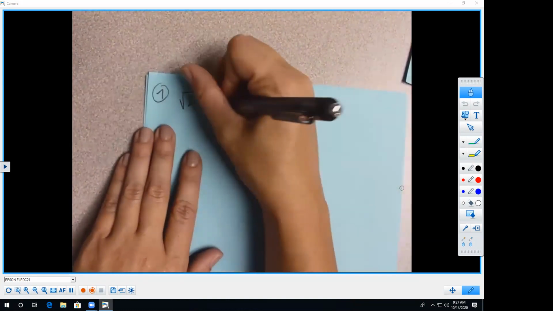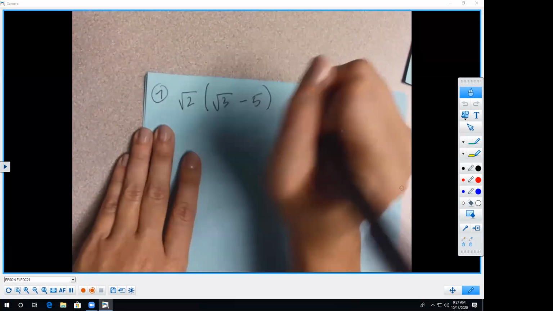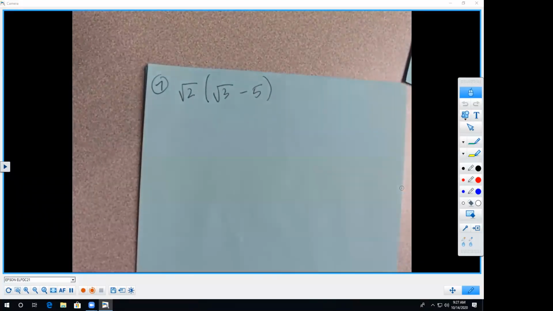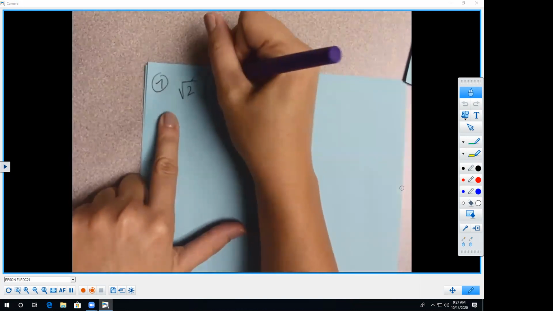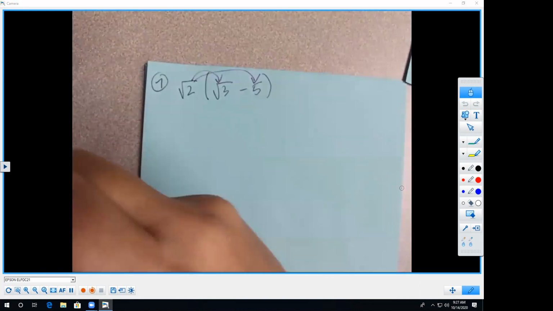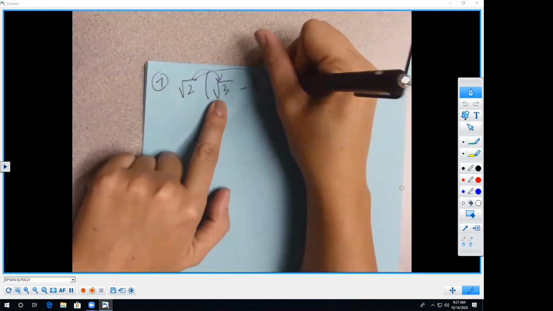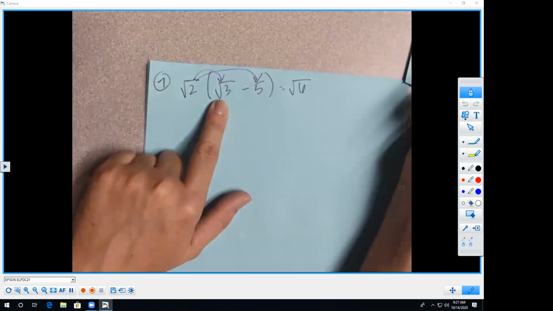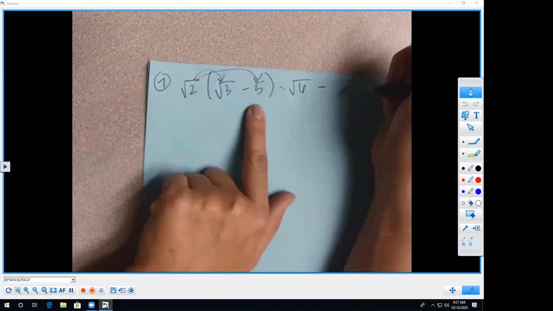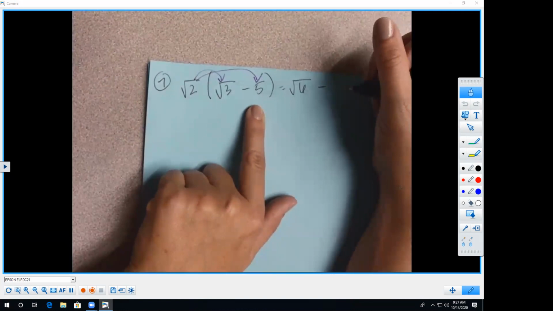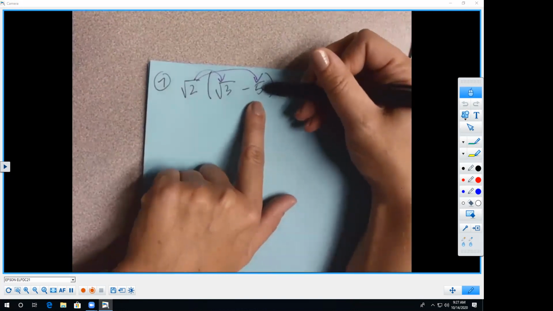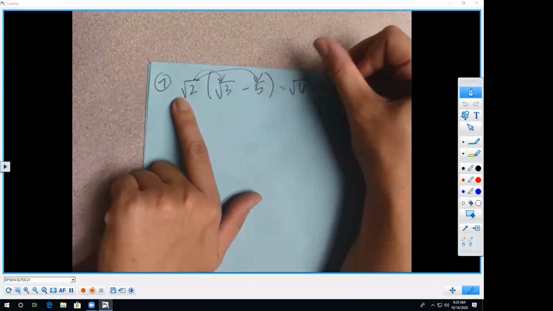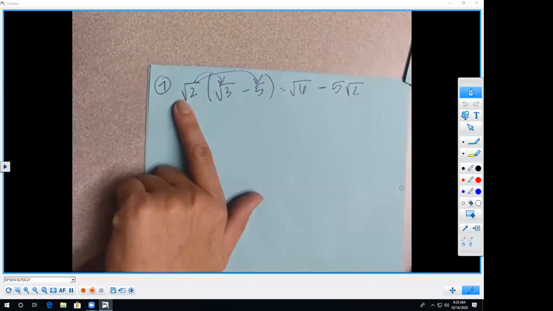Number 7. If we had square root of 2 times the square root of 3 minus 5. Okay, so we need to distribute the square root of 2 to the square root of 3 and the 5. So what is the square root of 2 times the square root of 3? Square root of 6 minus what's square root of 2 times 5? 5 is an outside number, 2 is an inside number, right? So you can't multiply those together. So 5 stays on the outside, square root of 2 stays on the inside.